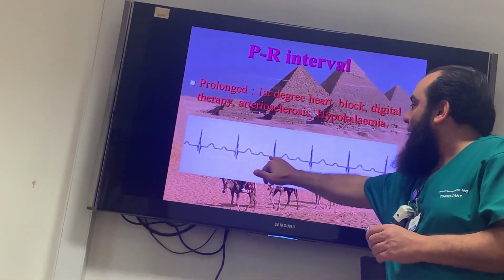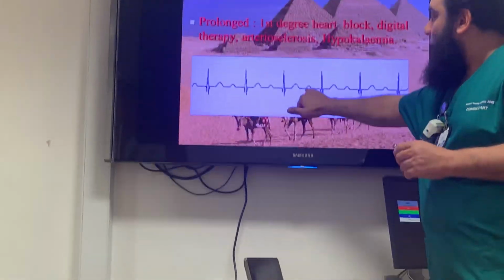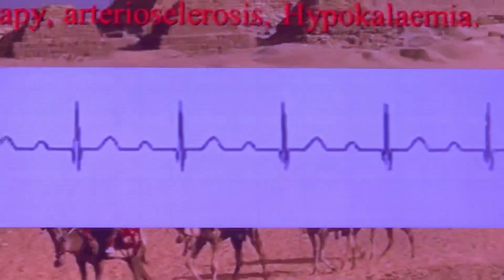So, can we see the interval here? It's not clear, but obviously prolonged one. Okay? What is the first degree heart block?